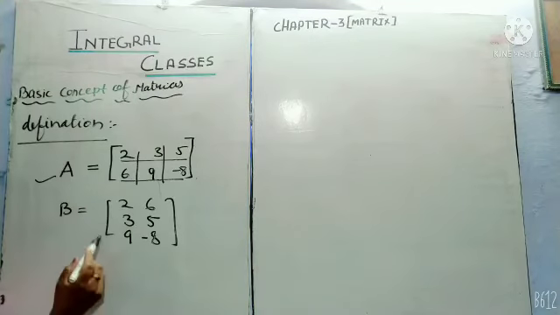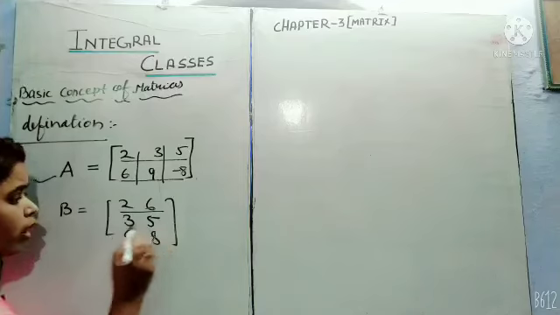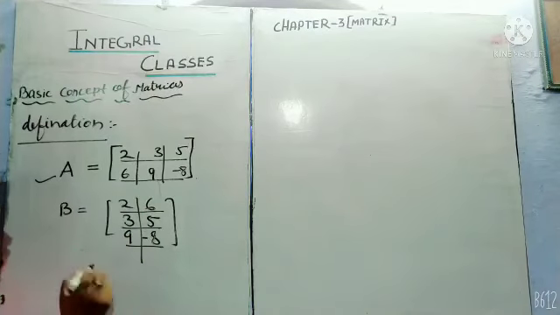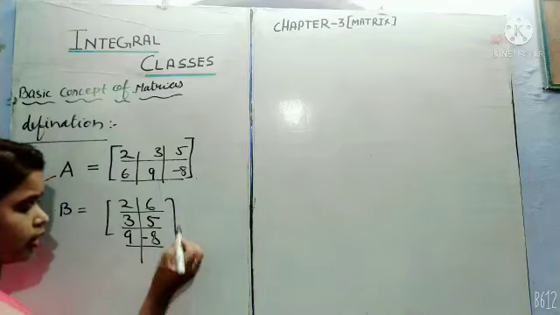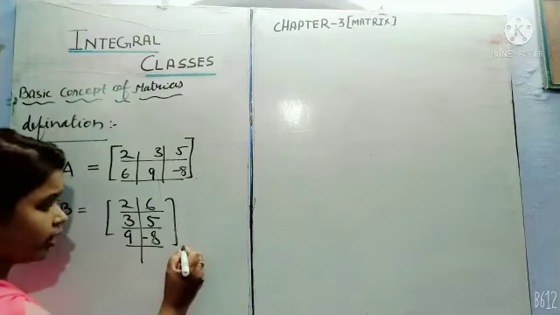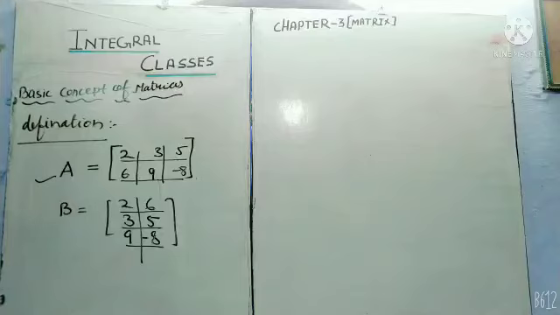But on the other side, how many rows are here? 1, 2, 3. And columns are 1, 2. So it is called a vertical matrix.